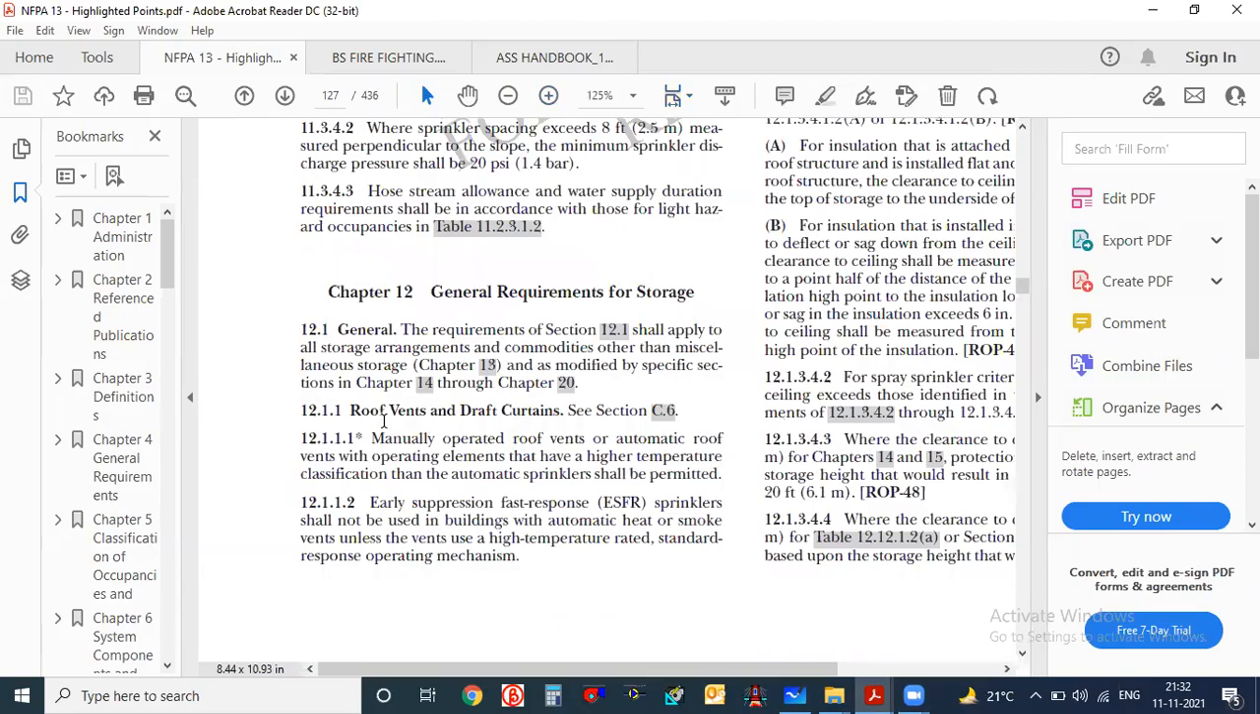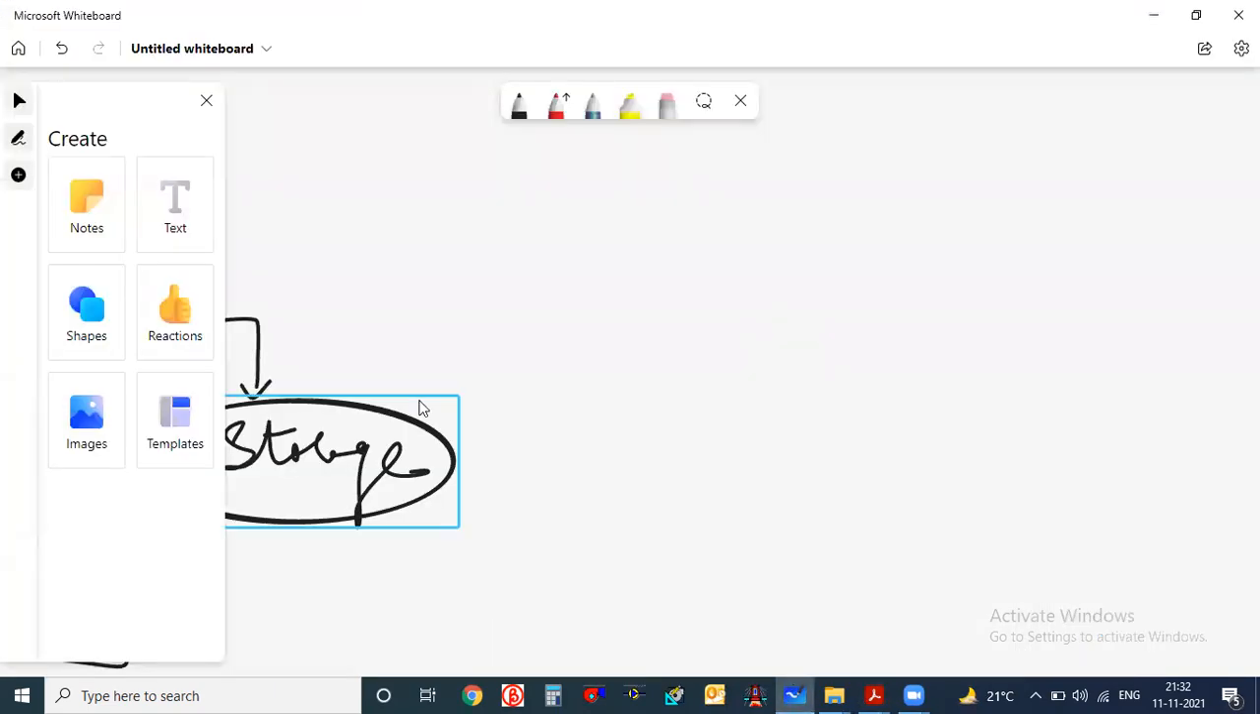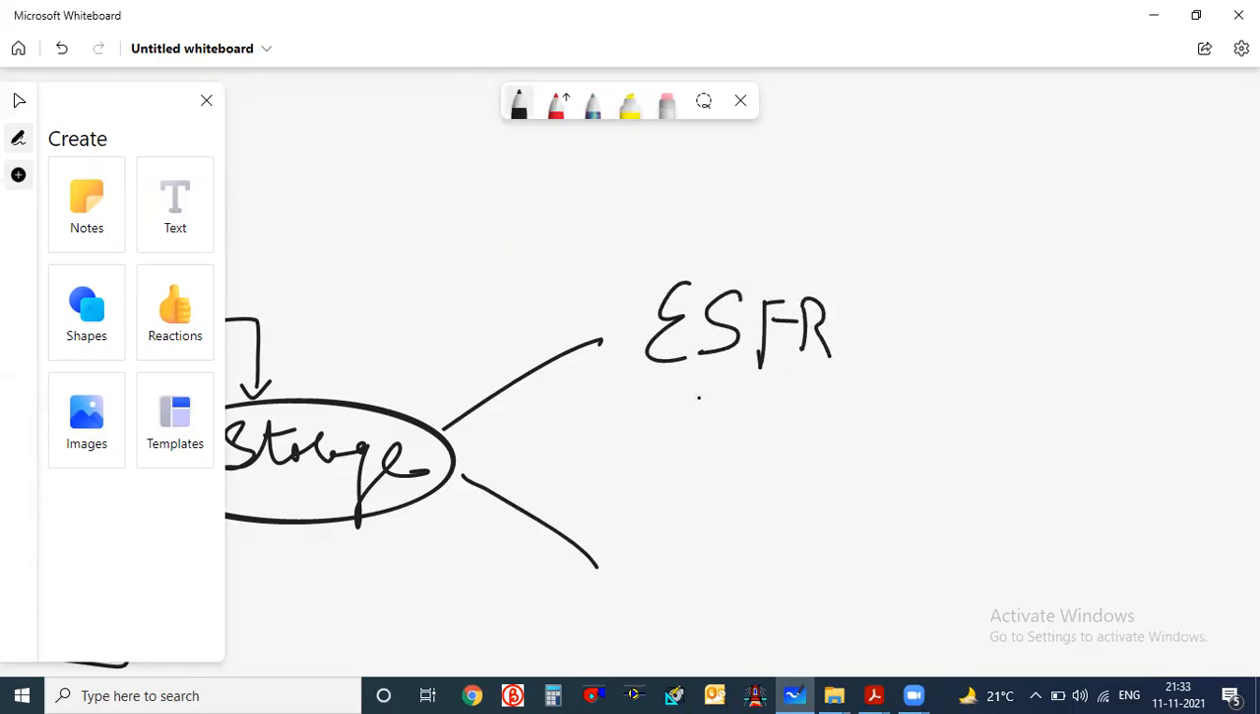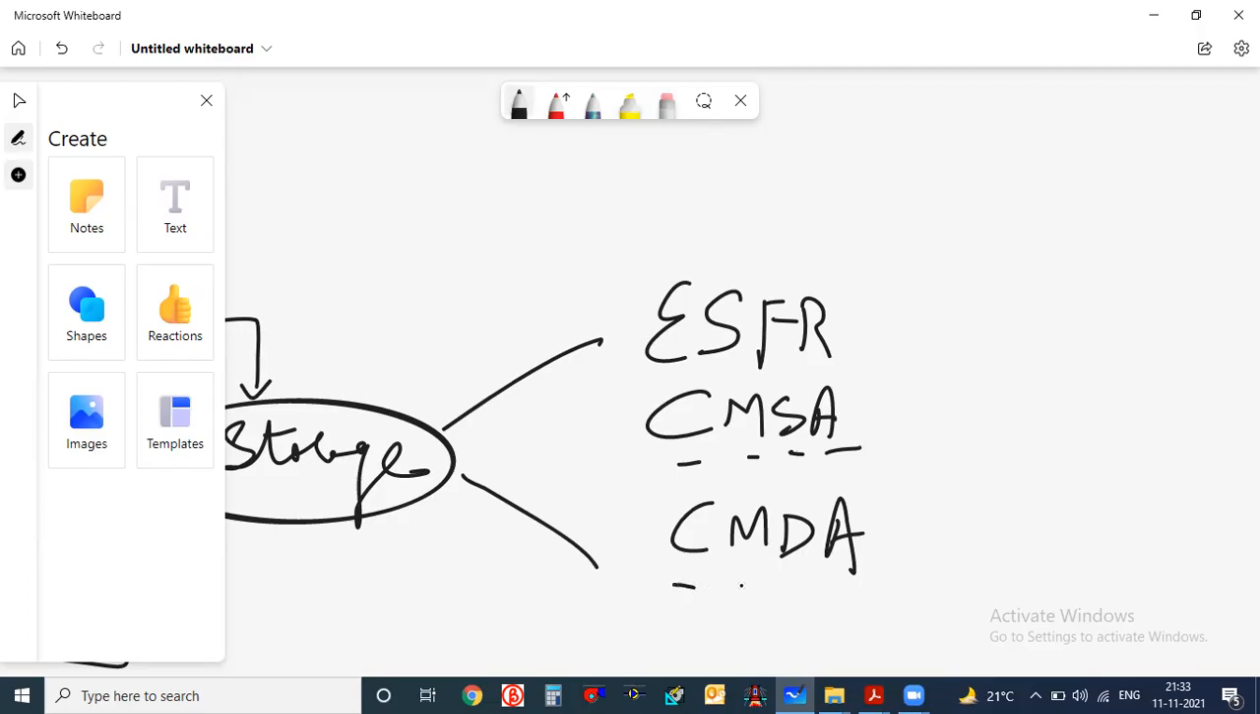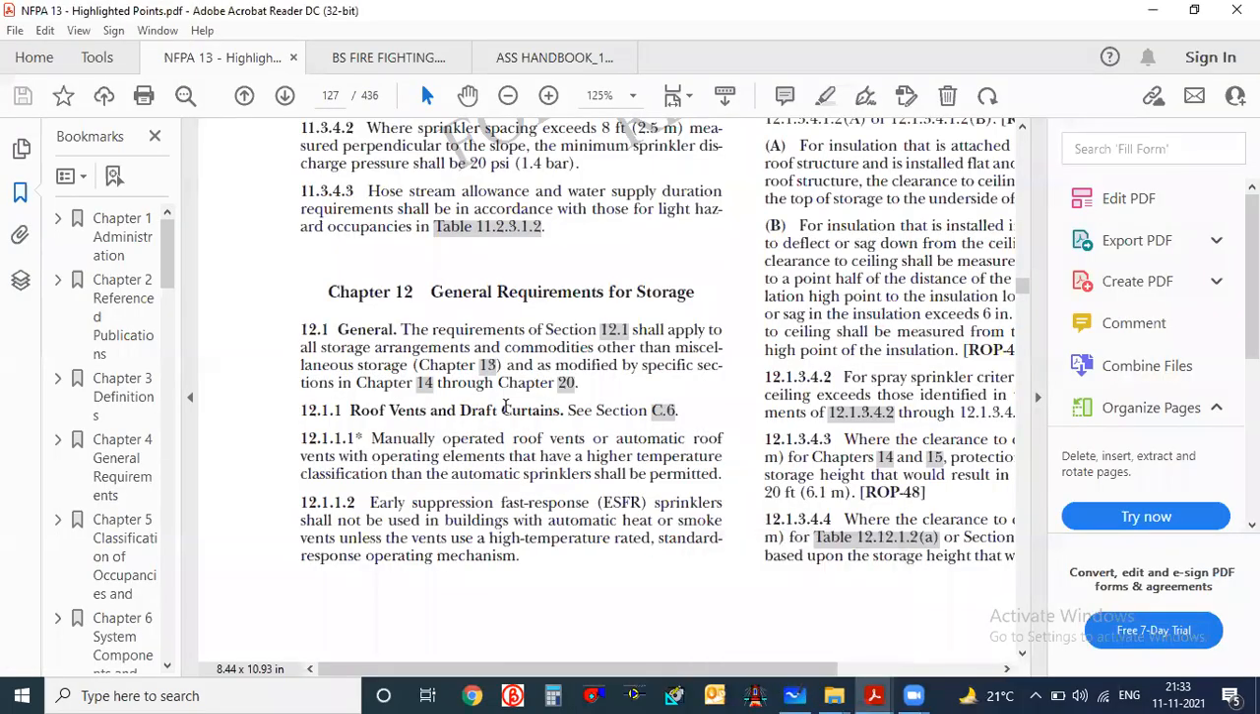In this storage type of building, first they have given about the roof vents and draft curtains. And also remember one thing, whenever we are talking about the storage type of building, we have to go with ESFR sprinkler, CMSA sprinkler, and there is one CMDA sprinkler. Now CMDA sprinkler means control mode density area, or something like that. Let us see what is the definition of it. ESFR is the early suppression fast response sprinkler. So these are the sprinklers which are focused on the storage type of building. And let us see what they have given.